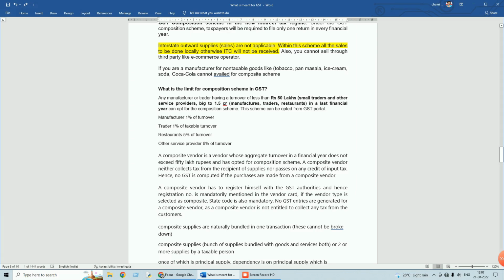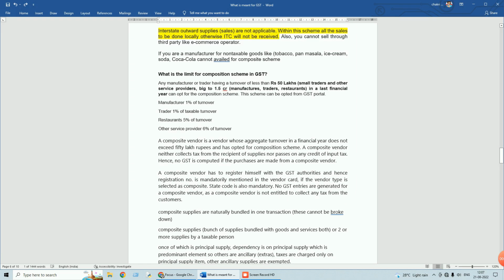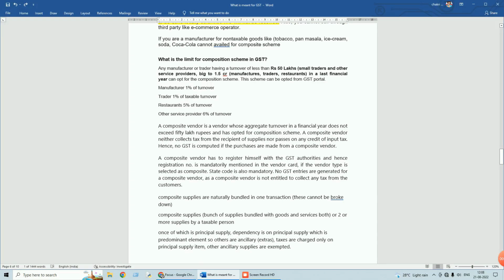The composite vendor has to register himself with the GST authorities, and hence a registration number is mandatorily mentioned in the vendor card. If the vendor type is selected as composite, the state code is also mandatory. No GSTs are generated for a composite vendor, as a composite vendor is not entitled to collect any tax from the customers. So as a composite vendor, we are not supposed to take any taxes.